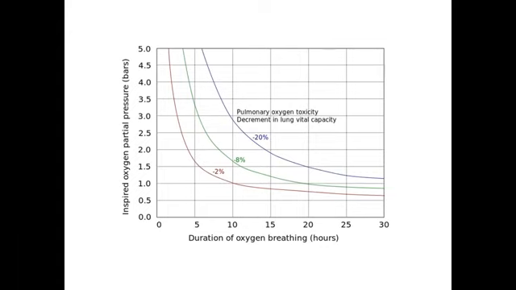If you have an infant inhaling pure oxygen, the functional residual capacity will be decreased gradually. So the horizontal axis is duration of oxygen breathing in hours, not days, and you have inspired oxygen partial pressure in bars. So the normal is around 1.2 bars of pressure, but if you are increasing the inhaled oxygen, the functional residual capacity will be decreased gradually over time. Hours and then days, and then at the end it will be lost. So the nitrogen is very important to maintain functional residual capacity in the lung.